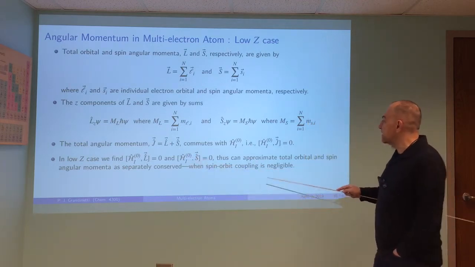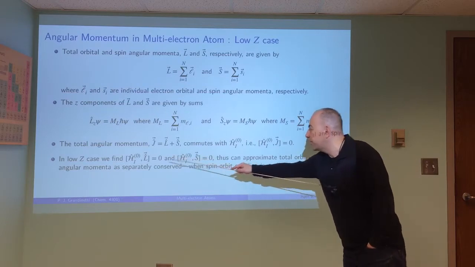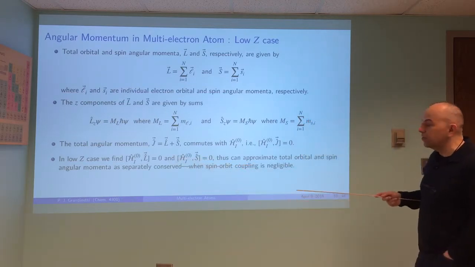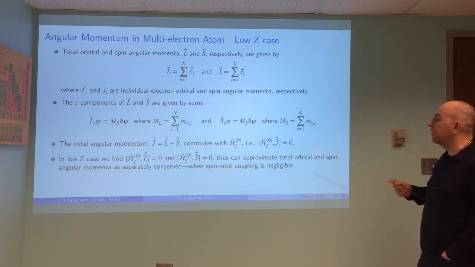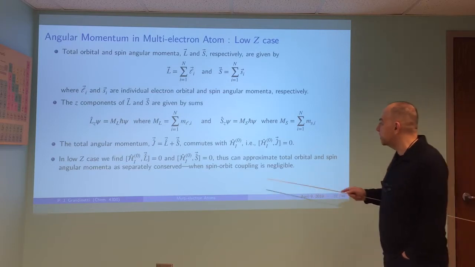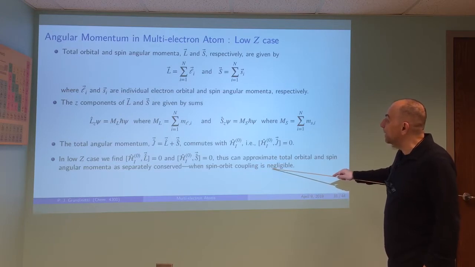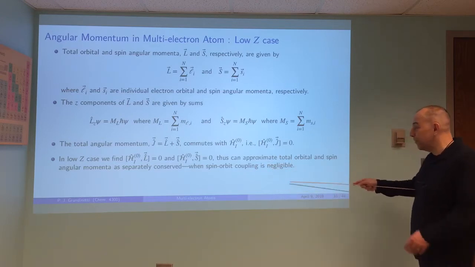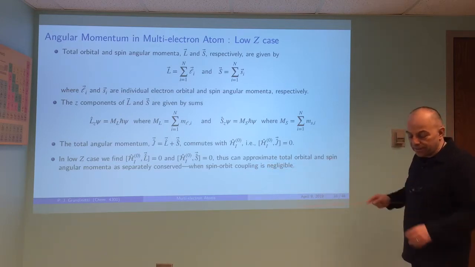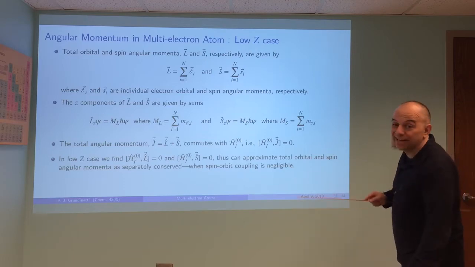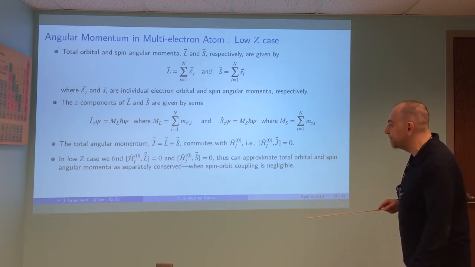So this means that both these guys are also separately conserved, that they're invariant under the motion of the system. So that's useful, okay? Now this is all assuming that we've neglected the spin-orbit coupling. Now if we bring in the spin-orbit coupling, it will start to mess with this a little bit, but we're going to bring it in as a small perturbation.